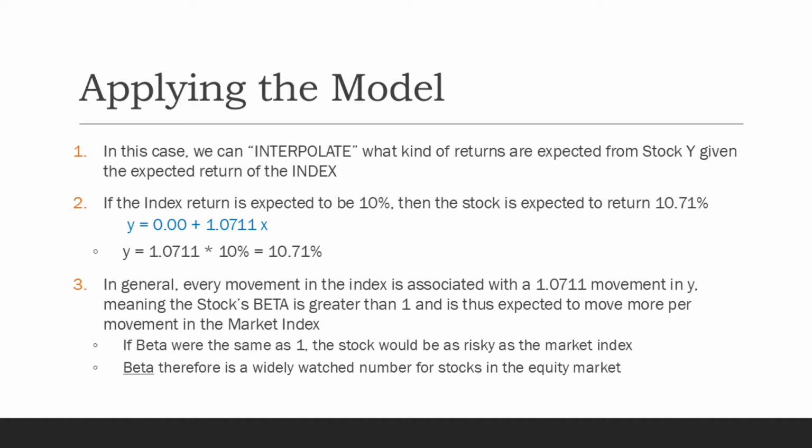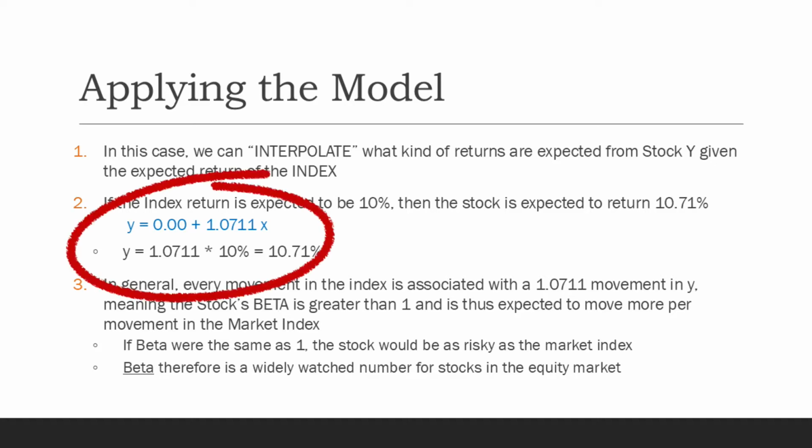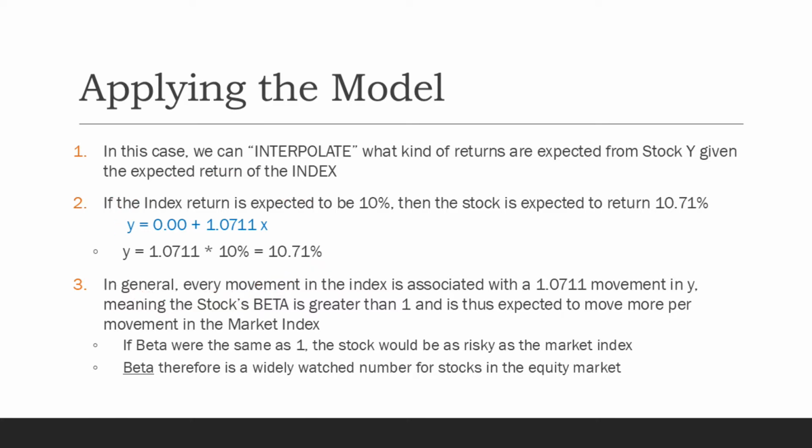Note that I've used alpha equals 0 because it's not significantly different from 0. So I'm just really taking a look at the beta. In general, every movement in the index is associated with a 1.0711 movement in Y, meaning the stock's beta is greater than 1 and is thus expected to move more per movement in the market index, meaning it's riskier than the market index in the terminology of investments.